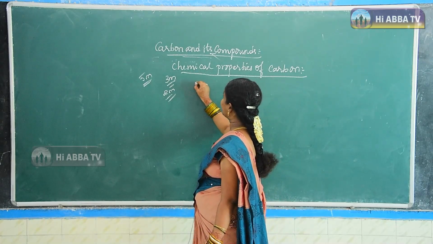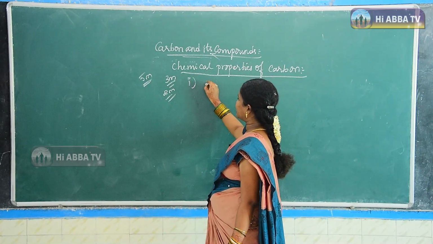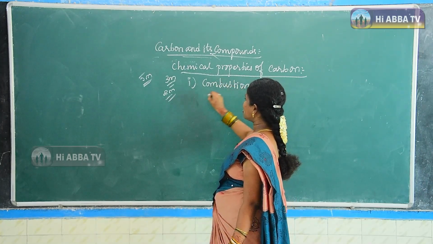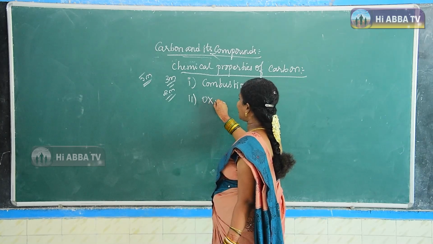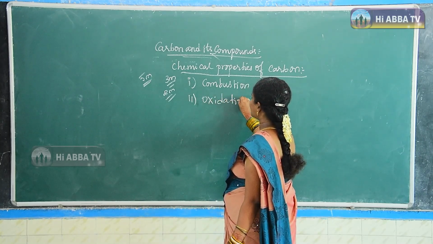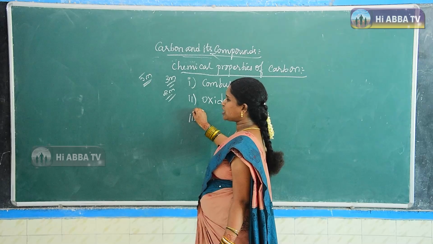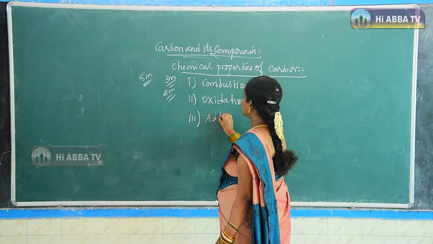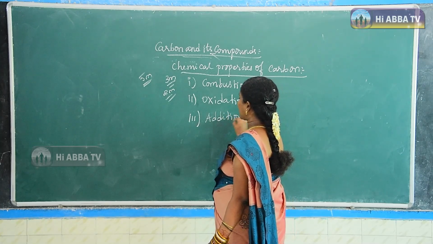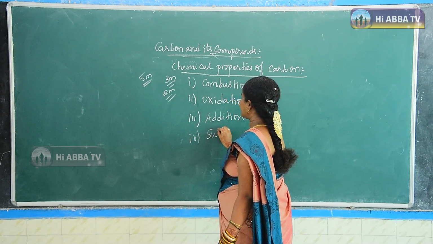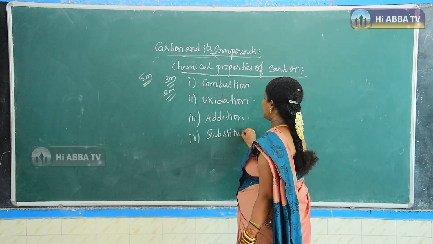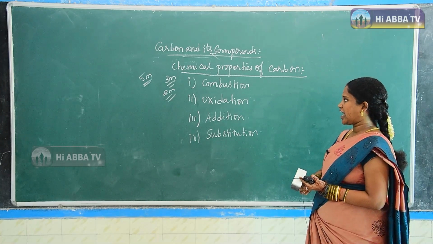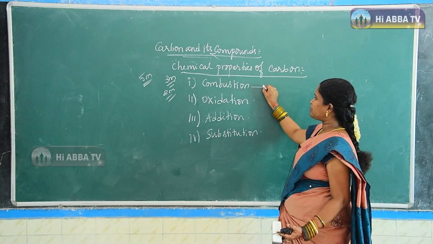Okay, so the first chemical property is called combustion. Second, it is oxidation. We will be learning what is combustion, what is oxidation, and third we will be learning what is addition reaction, and fourth we will be learning what is substitution reaction. So these are the 4 chemical properties of carbon. Okay, so first, the combustion reaction.